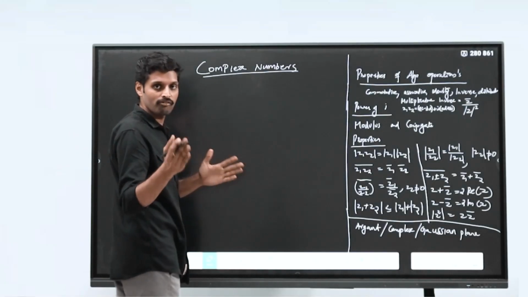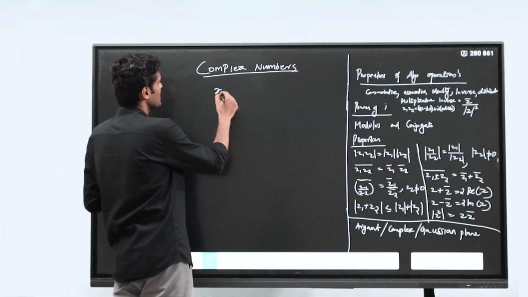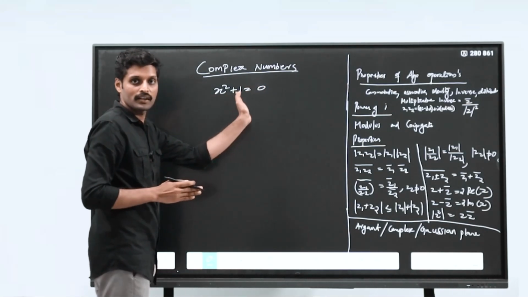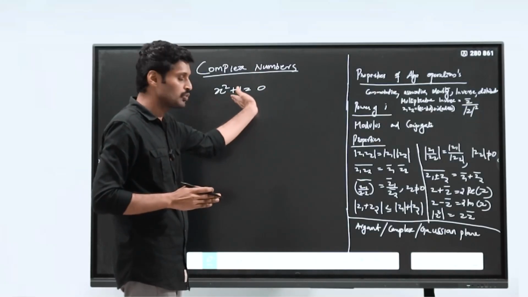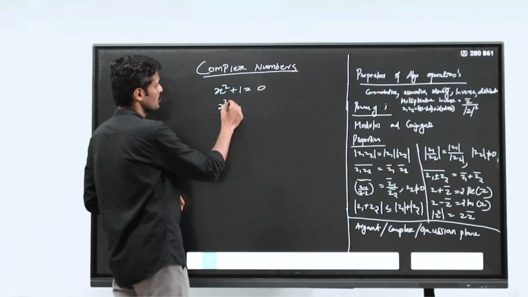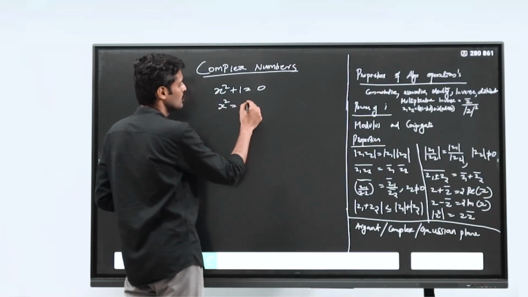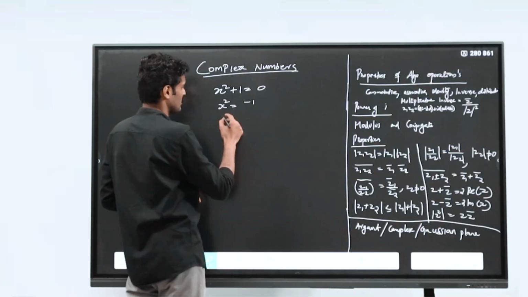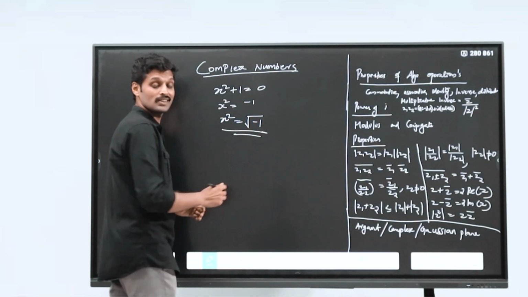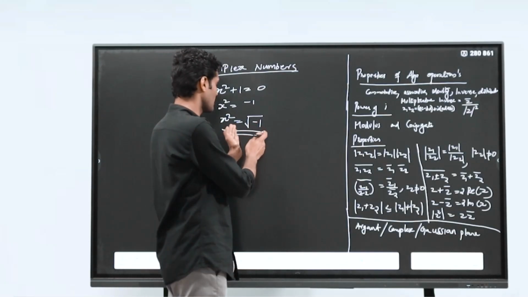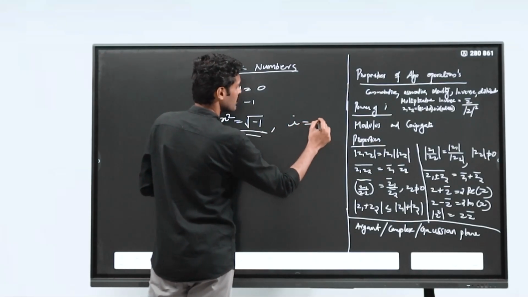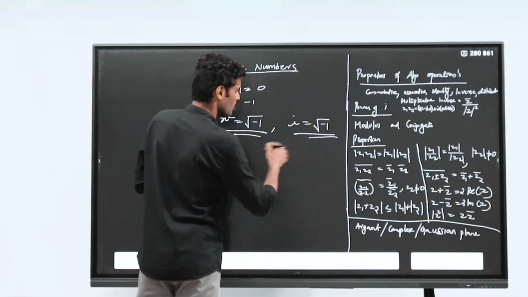We are already familiarized with the quadratic equation. This is a quadratic equation. So what is the solution of this equation? Here it is x square plus 1 equal to 0. That is x square equal to minus 1. That means x equal to root of minus 1. So this is not defined, right? So in this case, we can write it as i equal to root minus 1.